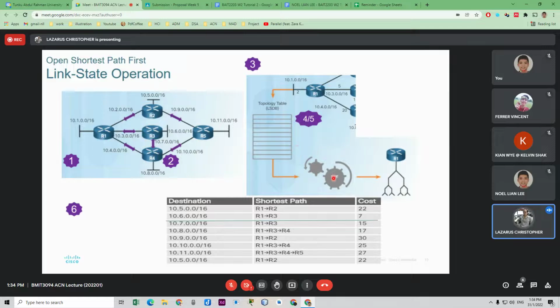Then run SPF, accumulating the cost for each path, right? And then you have this. So you can see which one you should select. You should select the shortest path with the least amount of cost, which is this one, right? You can see here R1 to R3 cost 7, the lowest cost among all entries.